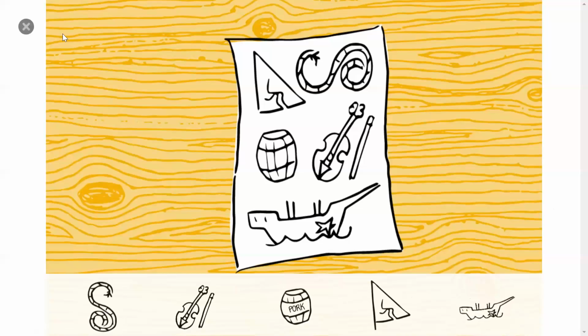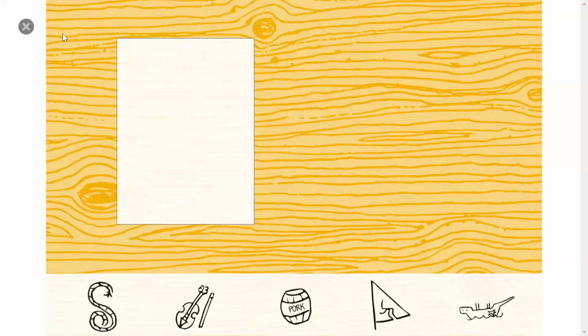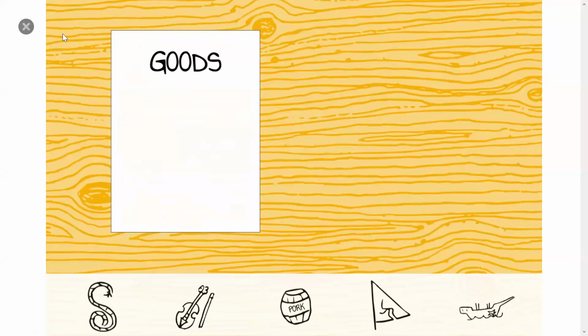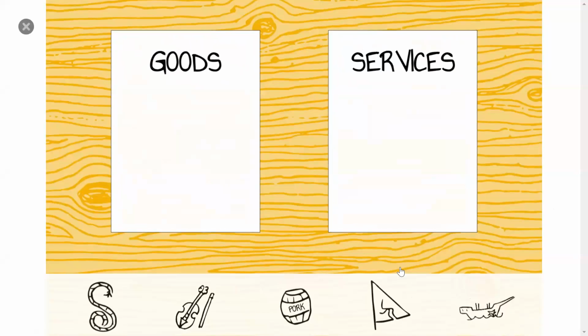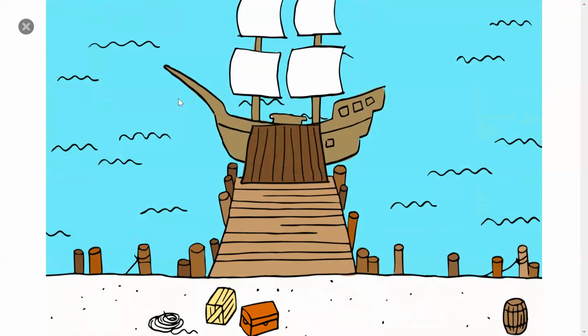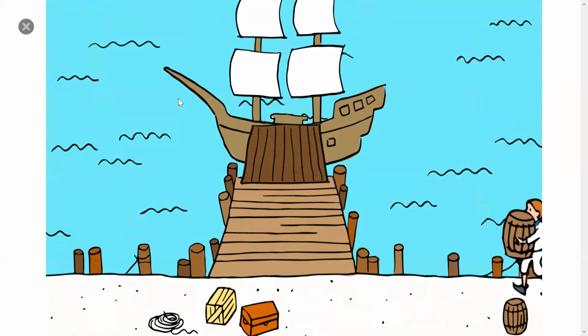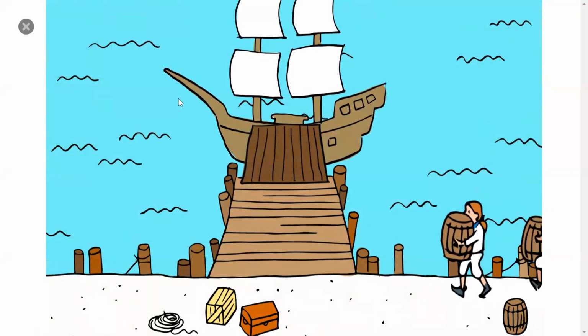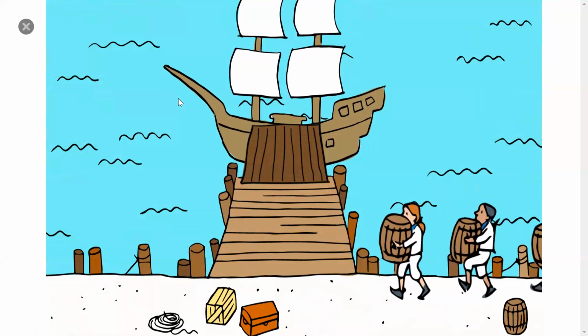Let's take another look at the list. If you think something is a good, drag it over here. If you think it's a service, drag it here. All right, so pork is a good. By golly, it's a good! That's right. Salted pork is a good.